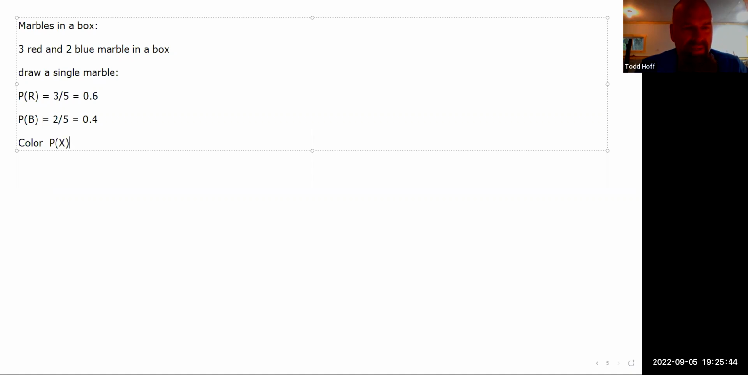So we'll let X be the color and P of X be the probability. The probability of getting red is 0.6, the probability of getting blue is 0.4. Notice each of those probabilities is between 0 and 1, and the total adds up to exactly 1. So that's a valid probability distribution right there.